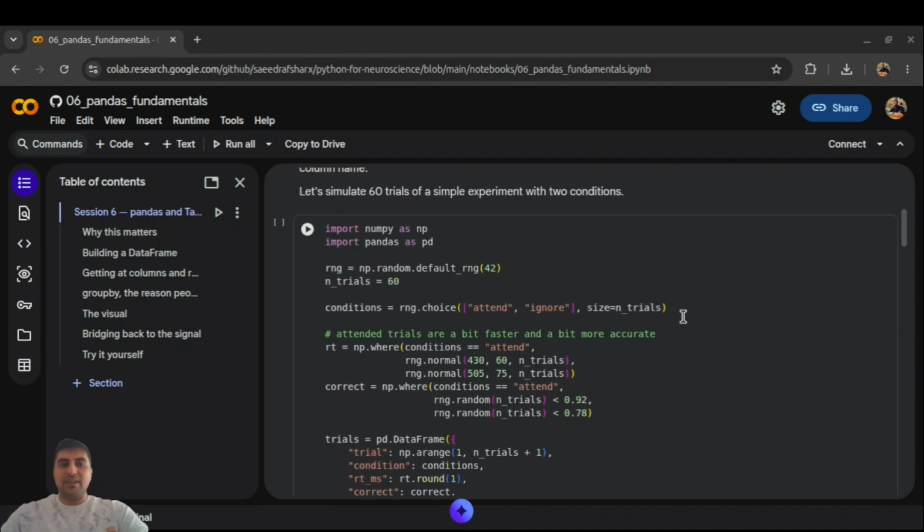Last session, we handled signals, long ordered runs of numbers where position means time. But no experiment is only a signal. Around every recording there is a second kind of data. Which trial this was, which condition, which participant, how old they were, whether they were awake, whether the trial got rejected for motion. Signals are arrays. That other stuff is a table. And in Python, a table is a pandas DataFrame.